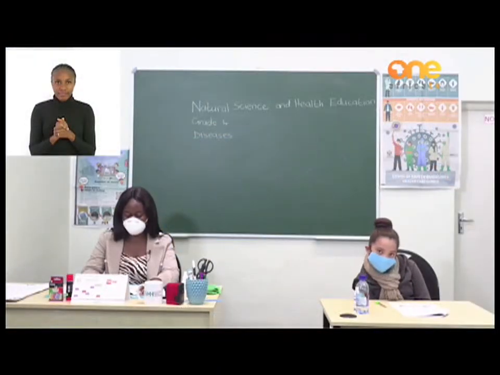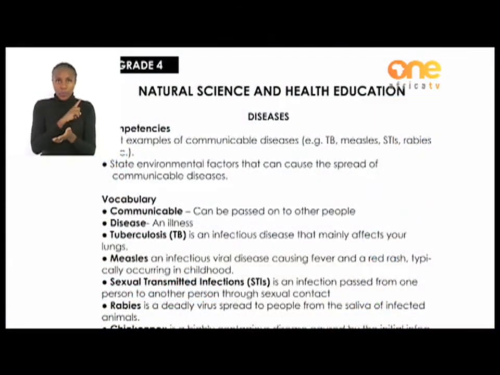Let's turn to page 15. Let's look at the competencies. At the end of the lesson, you must be able to list examples of communicable diseases, for example, TB, measles, STIs, rabies, etc. You must be able to state environmental factors that can cause the spread of communicable diseases.